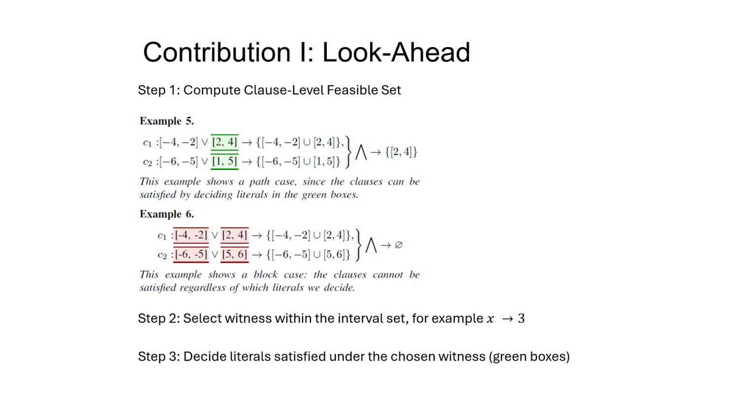The first step is to compute the clause level feasible set. For each clause, we use the union to compute the feasible set of each literal, and then we intersect them into the overall feasible set of the arithmetic variable. Then we select a witness within the interval set, for example, x equals 3 within the interval 2 to 4. Then any literal satisfiable under x equals 3 is decided, for example, in Example 5, those green boxes.